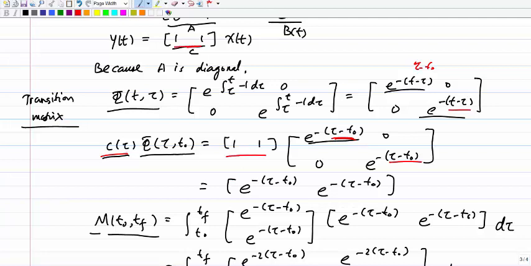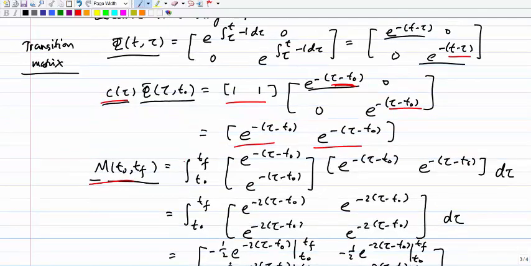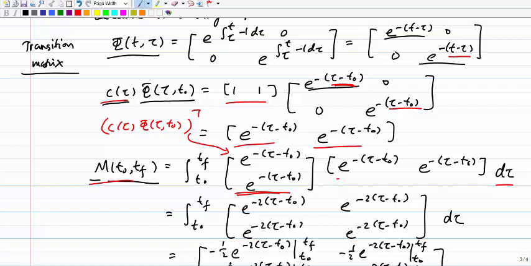If you do that one, you have this guy, you compute this value. Now this M is given by this. This M is integrated from t0 to tf over d tau. That's the same as the controllability for a linear time invariant system. So what I do over here, the first term is just the C(tau) Phi(tau, t0) transpose. So that's the first term over here. This guy is just this term. You put it over here. Okay, so you have this.